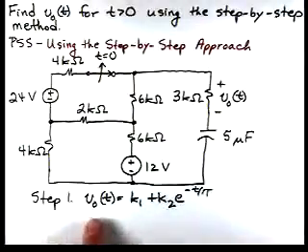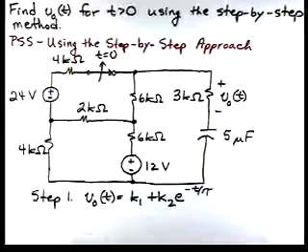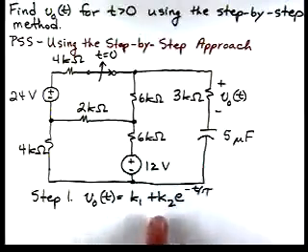From our problem-solving strategy, step 1 is we know the form of the solution is V0 of t is equal to K1 plus K2 e to the minus t over tau. And our task then is to use our problem-solving strategy to find values for K1, K2, and tau.